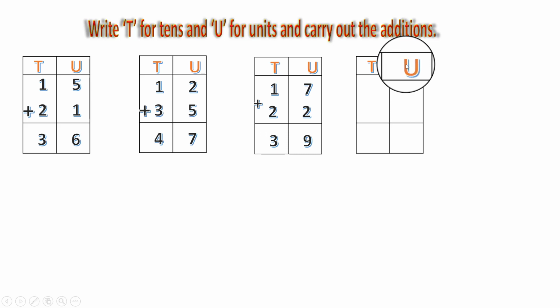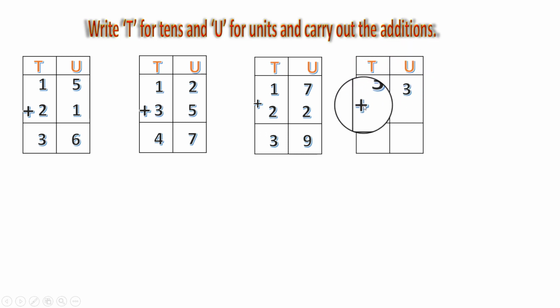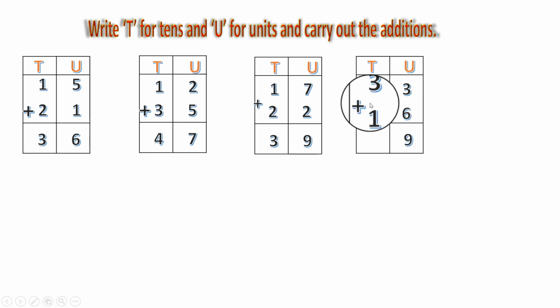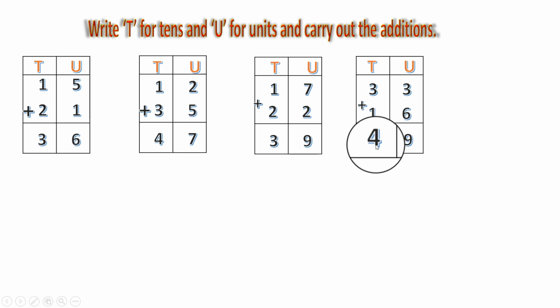T for tens, U for units. 3 tens, 3 units plus 1 ten 6 units. When we add 3 and 6, we get 9. 3 and 1, we get 4. 33 plus 16 is equal to 49.